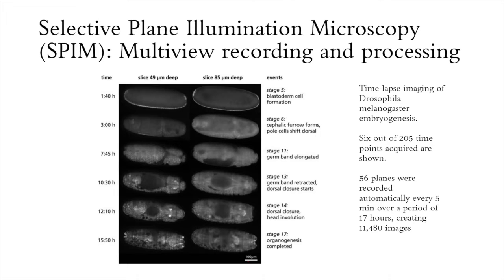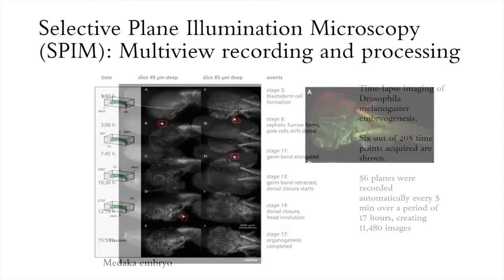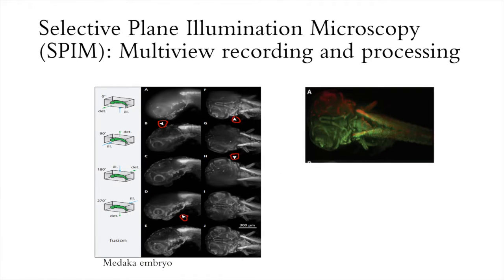However, in the imaging of the live medaka, as shown here, a stack is recorded for each orientation the medaka embryo is in, at 0 degrees, 90 degrees, 180 degrees, and 270 degrees. The stacks were then reorientated in the computer to align them with the stack recorded at 0 degrees.